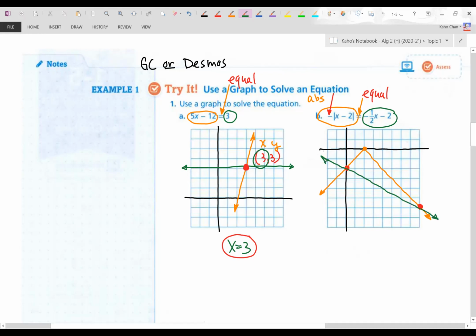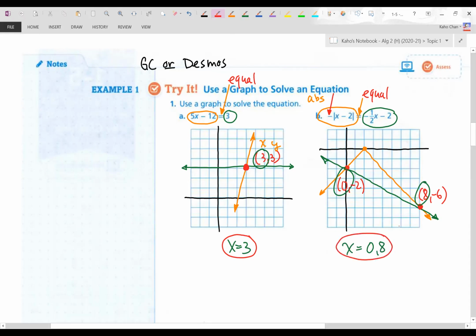All right. Be careful when you write the answer down. We have 0, -2, and 8, -6 according to Desmos. We don't want the coordinates. We want the x value only. 0 and 8 are my solutions.